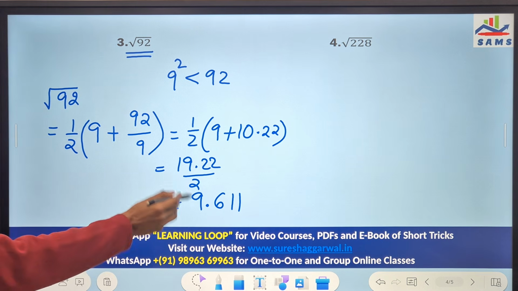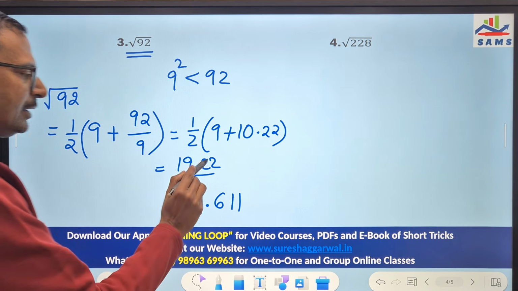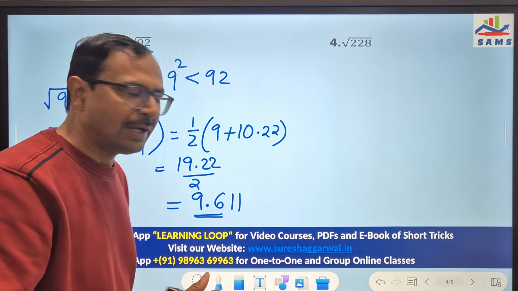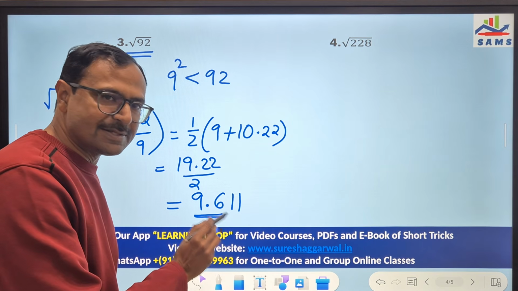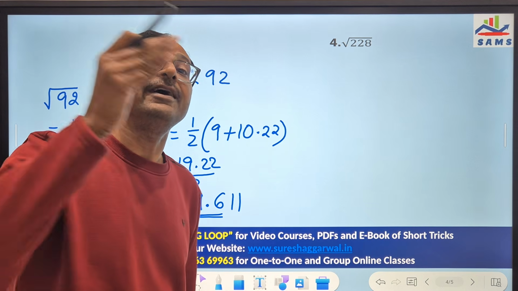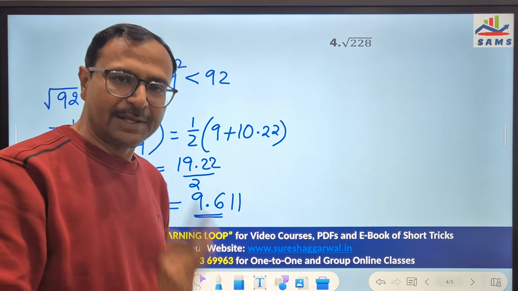And your answer for the question will be 9.611. Now this is the approximate square root of 92 which you are getting, and if you see the calculator, it will be approximately 9.6 only. If you round this off to 1 decimal place, this is 9.6, and the calculator will show you 9.59 something, so it is 9.6 only. So approximation works here also.